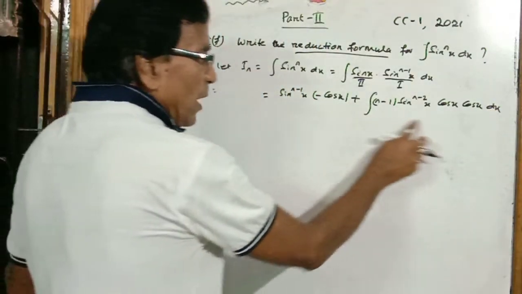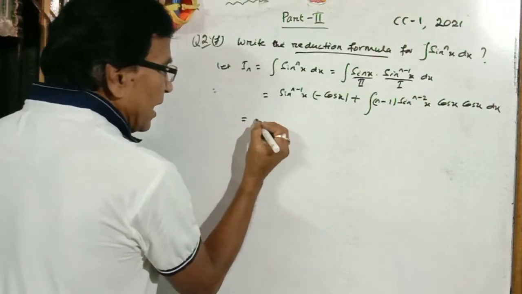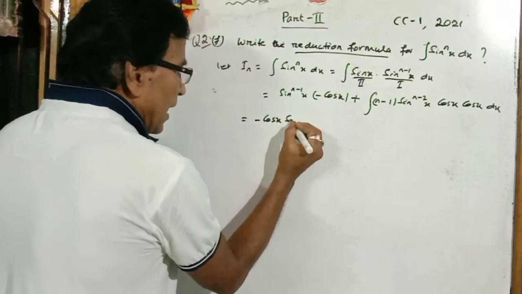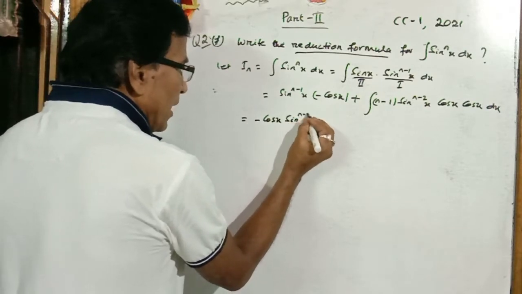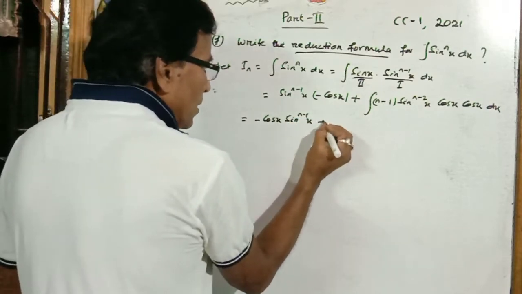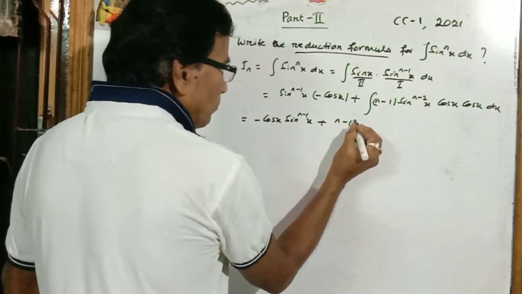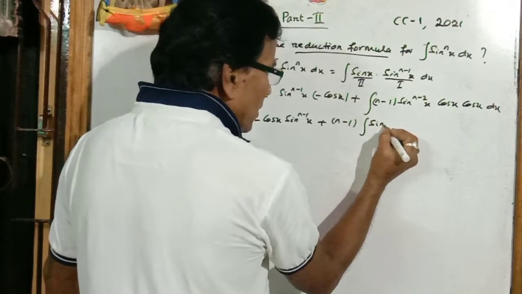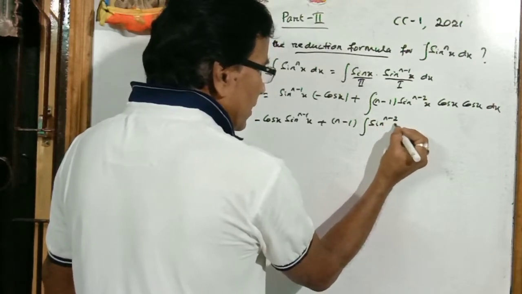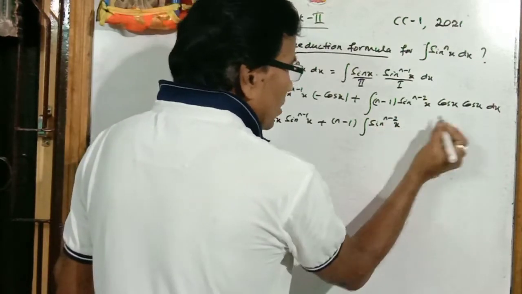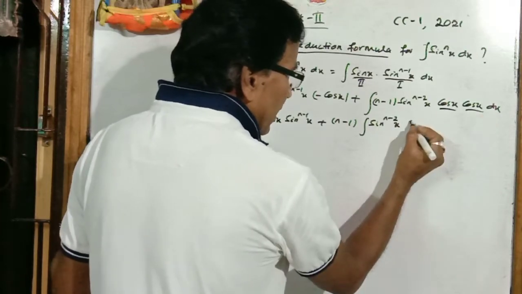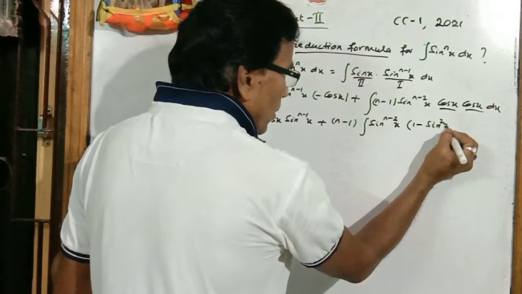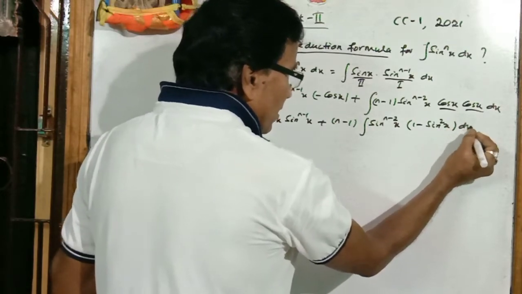Now on integrating by parts, we are getting this result. So this can be written as minus cos x into sin^(n-1) x plus (n-1) whole integration of sin^(n-2) x into cos^2 x. Cos x into cos x is cos^2 x, and cos^2 x can be written as 1 minus sin^2 x. Integration of this thing with respect to x.